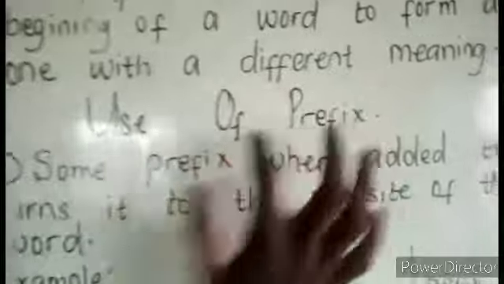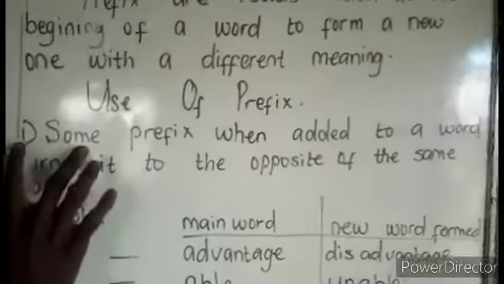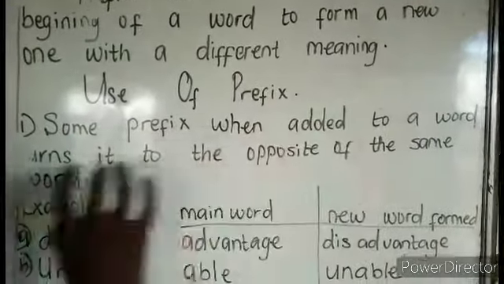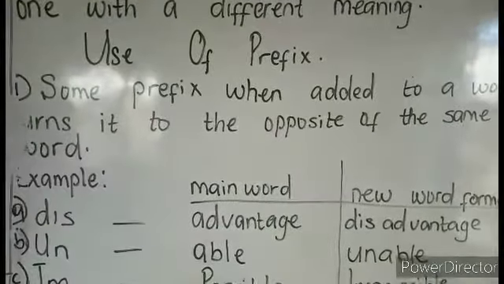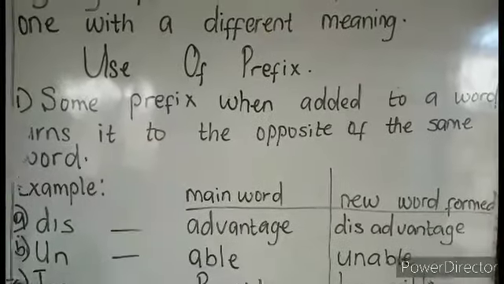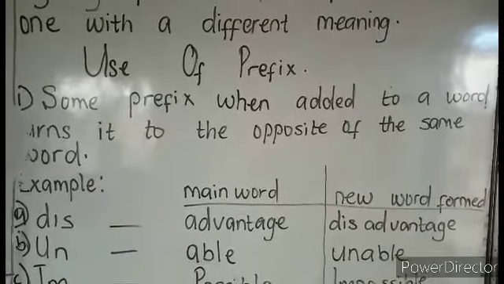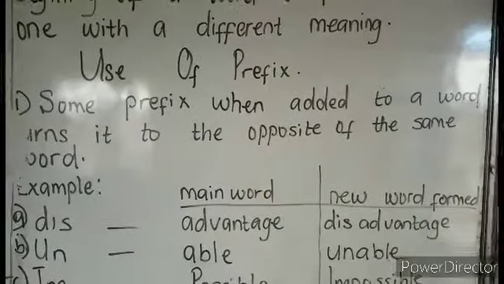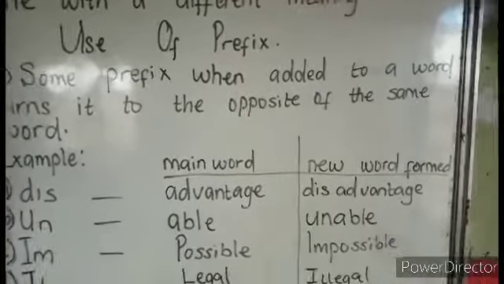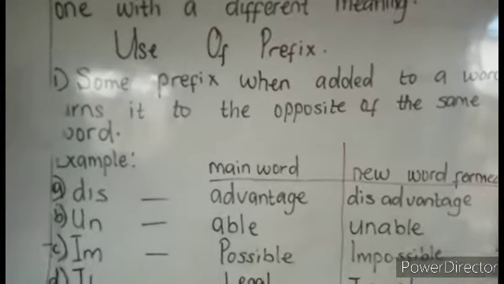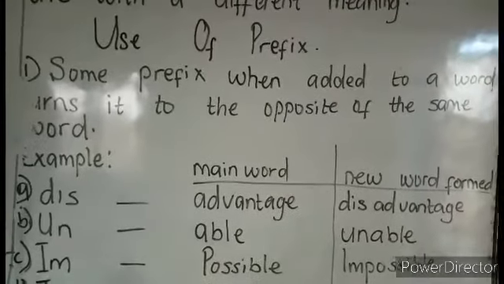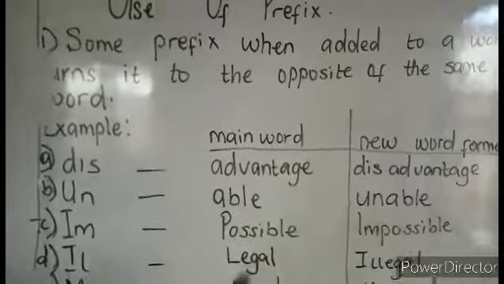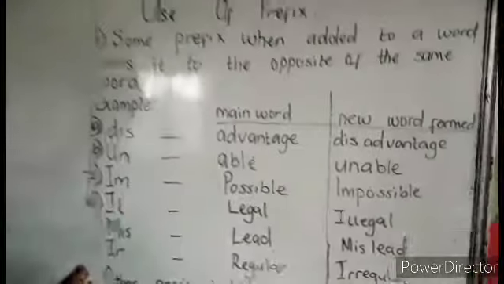Let's continue. Let's look at the use of prefixes. Number one, some prefixes, when added to a word, turn it into the opposite of the same word. What I'm trying to explain here is that when you add these prefixes to any given word, they tend to change the meaning of that word to the opposite. Let's look at some examples.